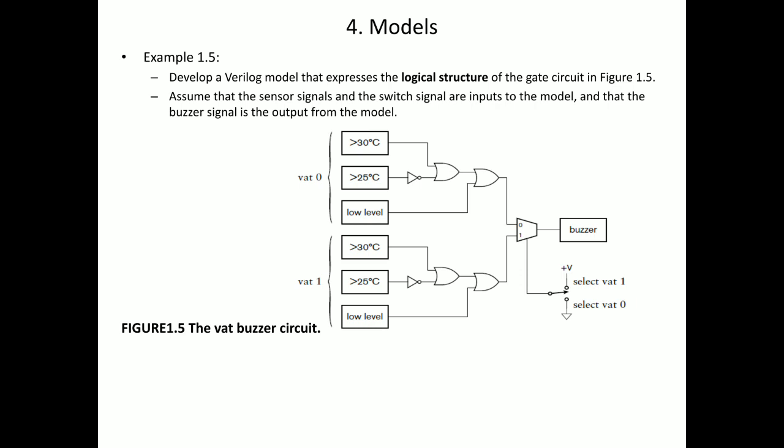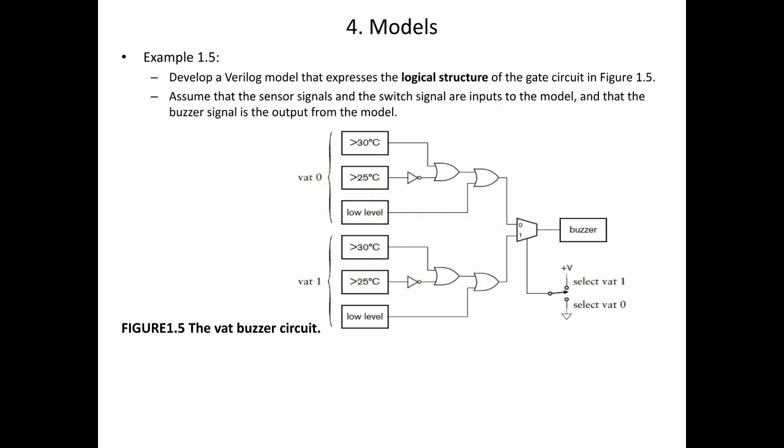One is faster, one is nominal speed. We can pasteurize the milk in any of the containers. You can see there is a buzzer to make a sound when the temperature exceeds. Since we are using two VATs, VAT 0 and VAT 1, we need a multiplexer to select either the VAT 0 output or the VAT 1 output.